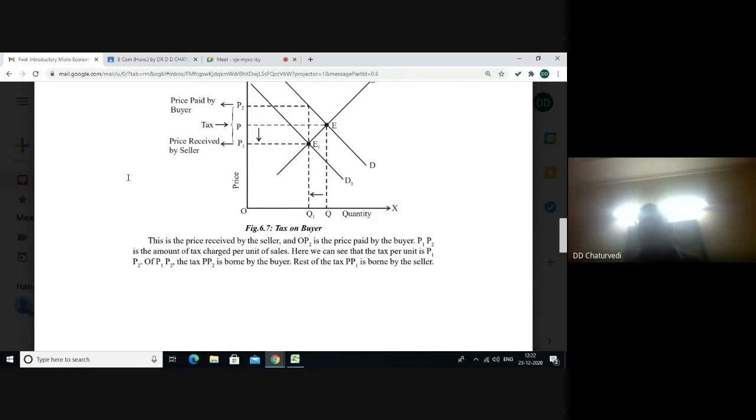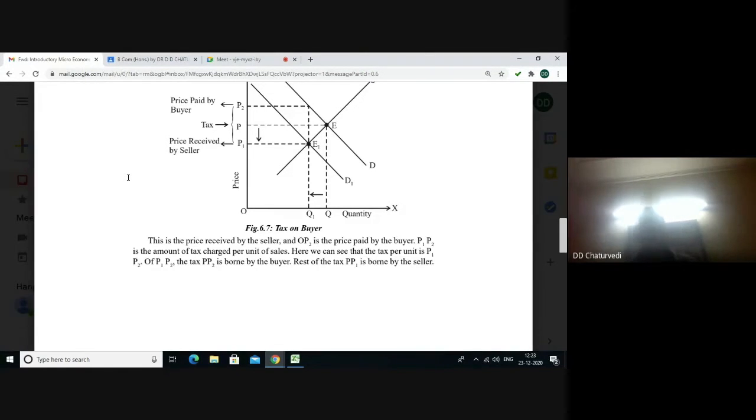Now, in case we want to examine as to how much tax burden is borne by the buyer and how much tax burden is borne by the seller, then we will have to make comparison between the pre-tax situation and the post-tax situation. In the pre-tax situation, the price was OP. Now the price paid by the buyer is OP2. So the difference PP2 is the burden of tax on the buyer.